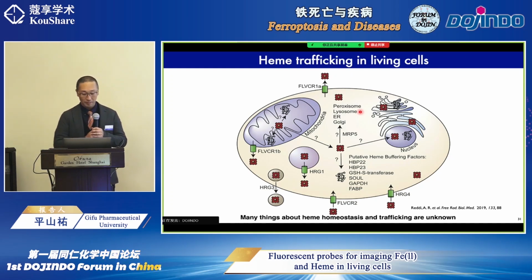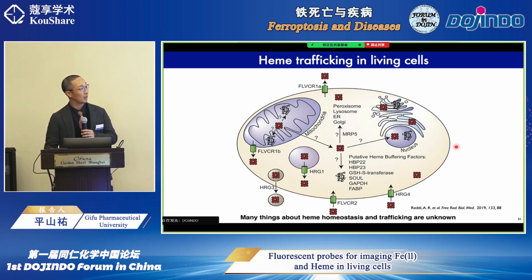The intracellular heme trafficking remains unknown. Here shows a figure cited from this review, and many question marks. You can see many question marks alongside arrows, and less is known about heme trafficking than iron. So we wanted to know the trafficking of heme by making new chemical tools for labile heme.